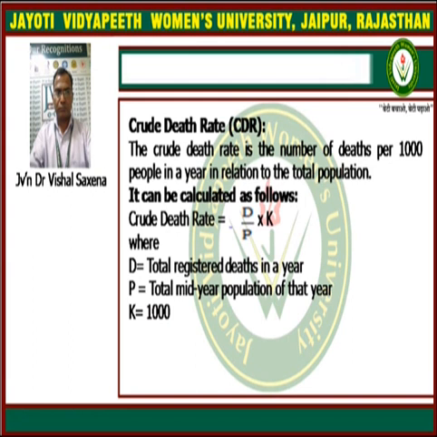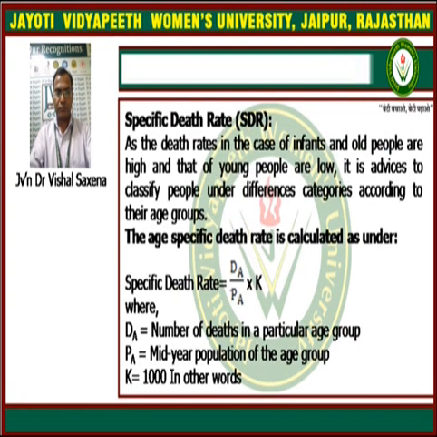The crude death rate is the number of deaths per thousand people in a year in relation to the total population. It can be calculated as follows. Crude death rate, which is also known as CDR, is equal to D upon P into K, where D is equal to total registered deaths in a year, P is equal to total mid-year population of the year, and K is equal to 1000. Now next we see the definition of SDR, whose full form is specific death rate.